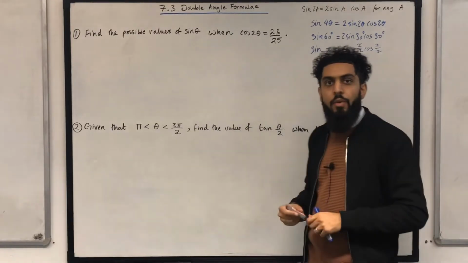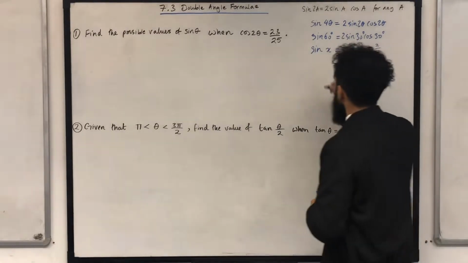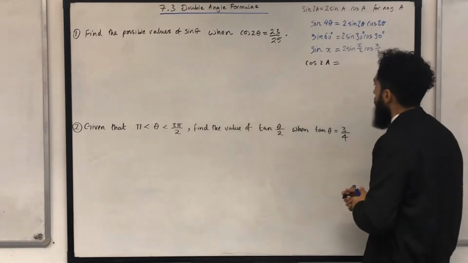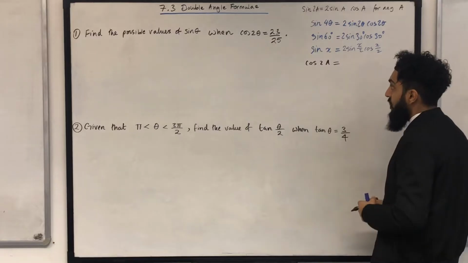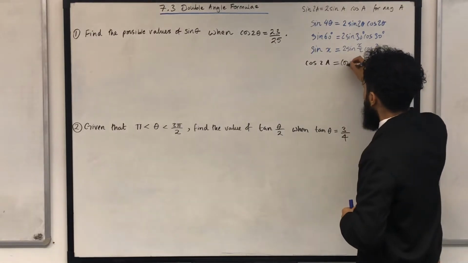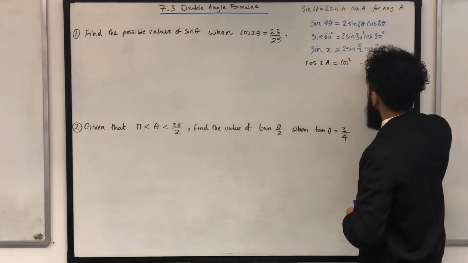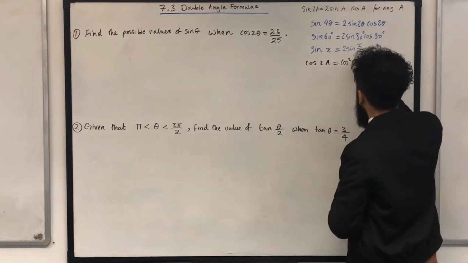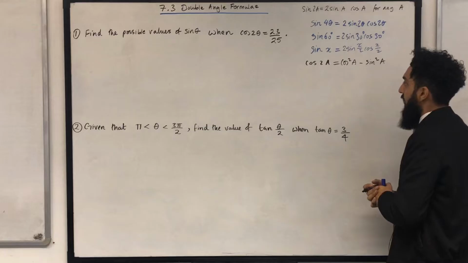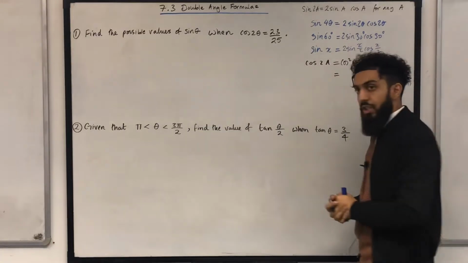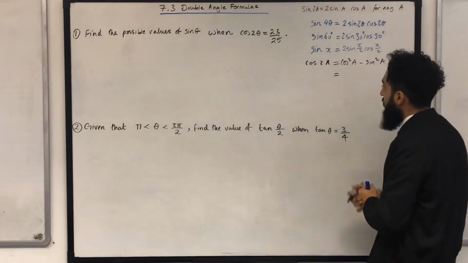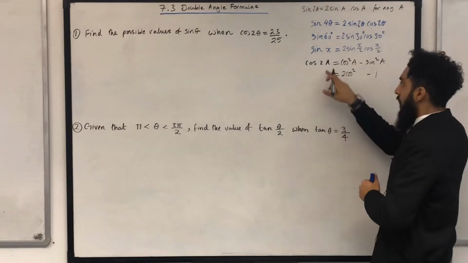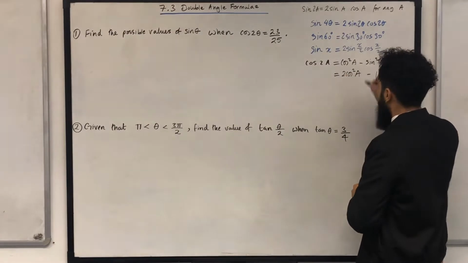Let's have a look at the double angle formula for cos. So I've got cos 2A equal to, there are 3 different representations. The first one is cos squared A minus sin squared A. I take the angle 2A, half it, A. The other representation is in terms of cos. So I've got 2 cos squared A minus 1, half the angle 2A, A.